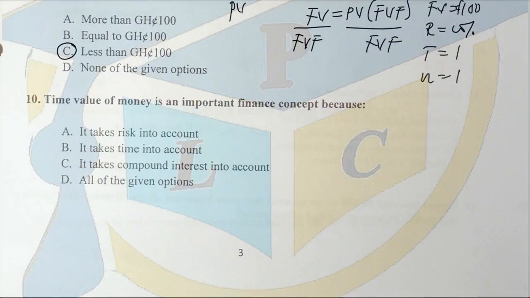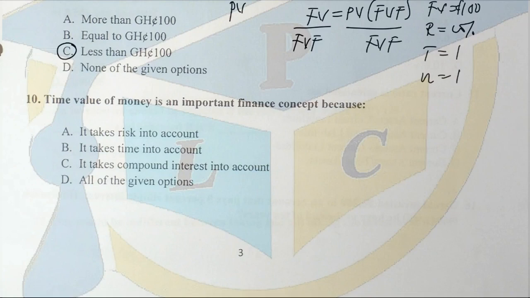Now let's move on to our last set of questions for this video. Question 10. Time value of money is an important finance concept because: A, it takes risk into account. B, it takes time into account. C, it takes compounding interest into account. D, all the given options.